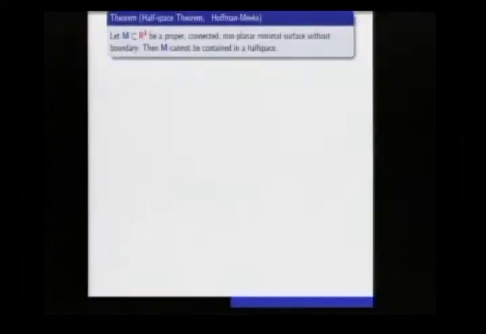All right, but we're going to focus right now on generalizing this idea of deforming minimal surfaces and having a last point of contact. So we have this nice application of the maximum principle, an elementary application, which says that if you have a proper, say, embedded, connected, non-planar minimal surface in R3 with boundary, it can't be contained in a half space.